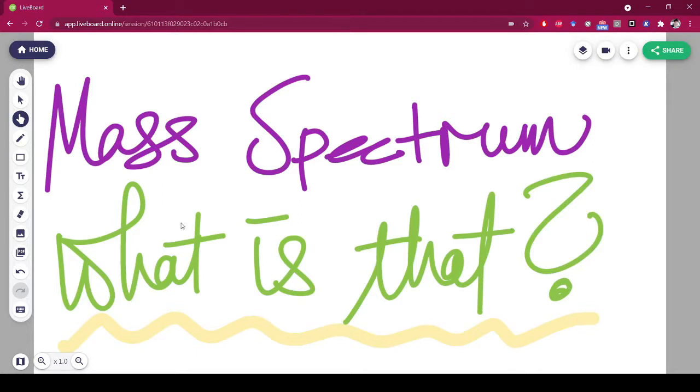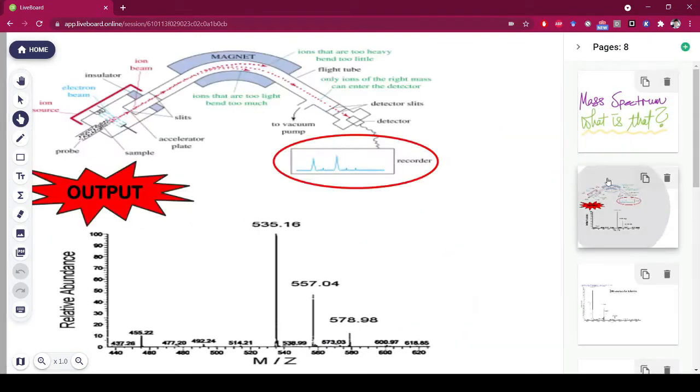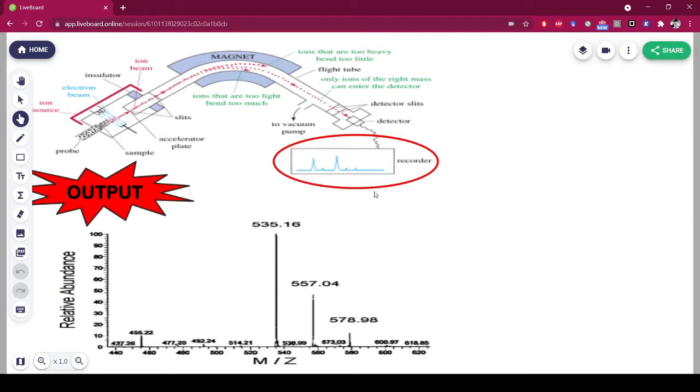The question now is, what is mass spectrum? What is that thing? So mass spectrum is the reading that you're going to get from the recorder of a mass spectrometer, okay? So you have your probe, everything is going well, and you will have a reading right over here. And the outputs will usually look like this, the one that you're looking at.